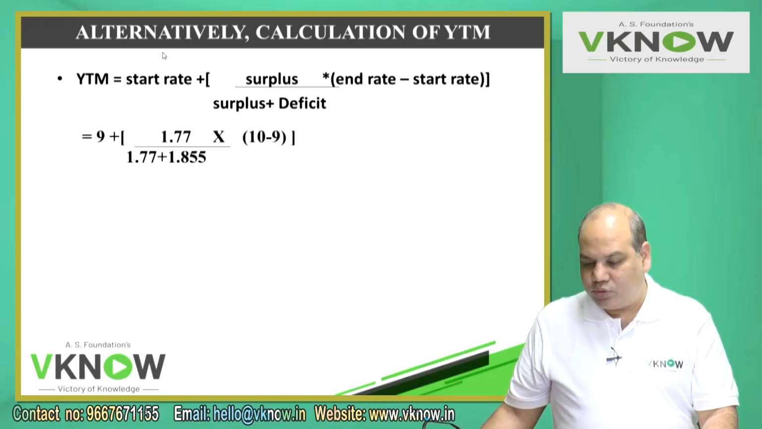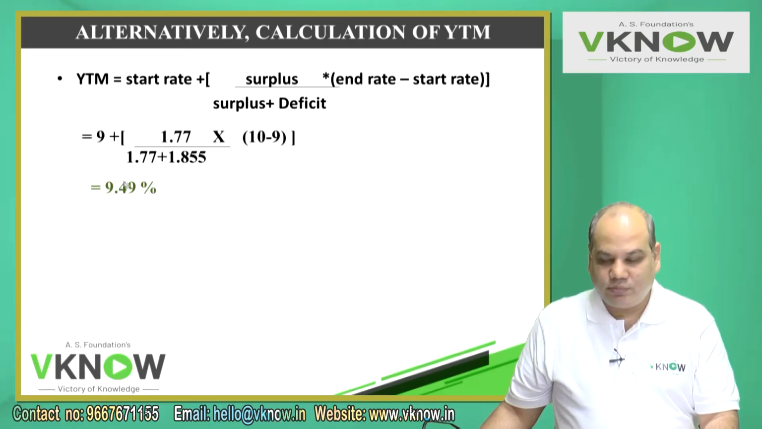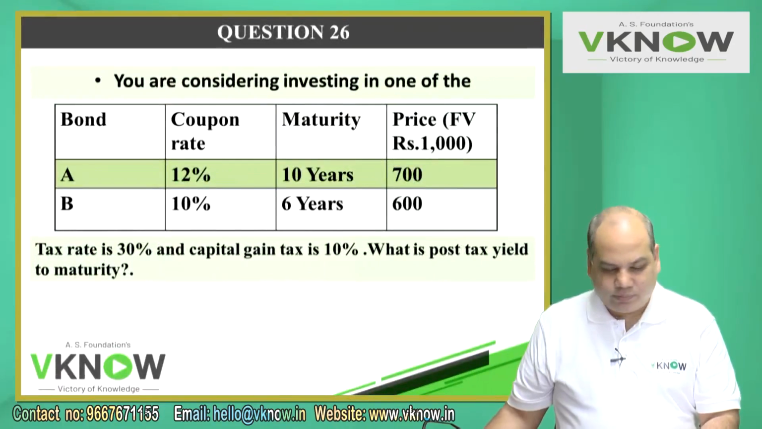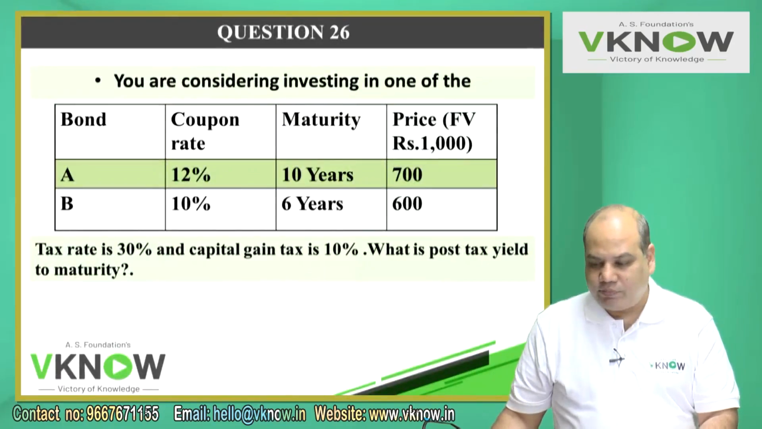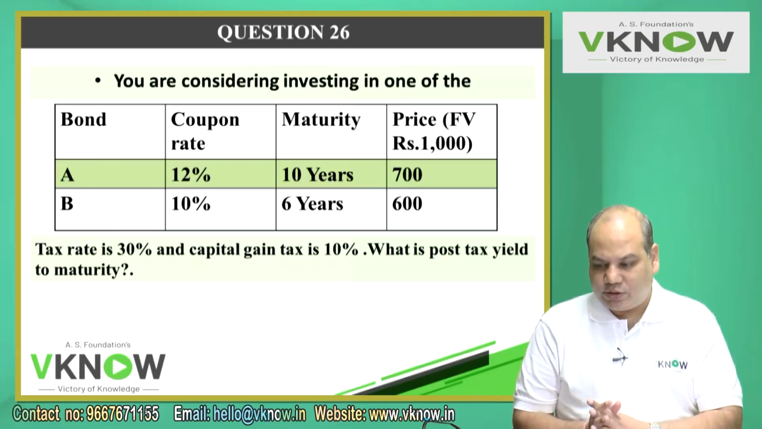So the answer comes to 9.49%. Okay. So this is how you can calculate YTM by both the methods. In the exam, try only one method, whichever method you think you can do fast and correct. One more practice we will do, and that is question number 26.